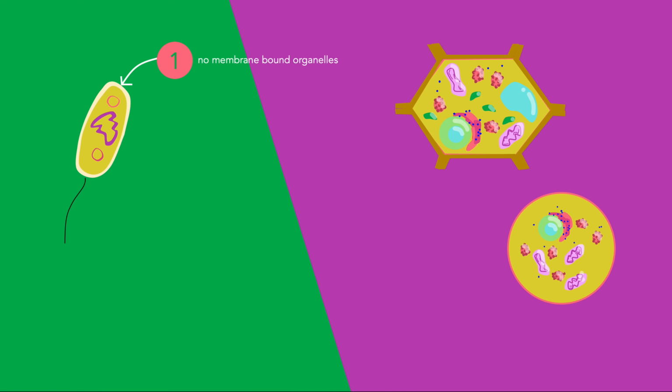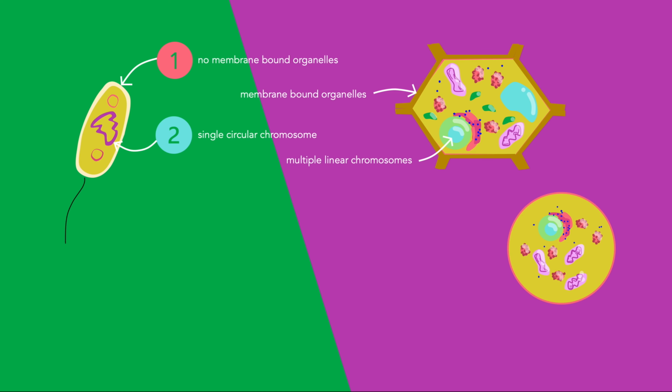Prokaryotic cells contain no membrane-bound organelles, while eukaryotic cells have membrane-bound organelles. Prokaryotes have a single circular chromosome located in a region called the nucleoid, while eukaryotes have linear chromosomes located in the membrane-bound nucleus. Generally, prokaryotic cells also tend to be smaller in size than eukaryotic cells.